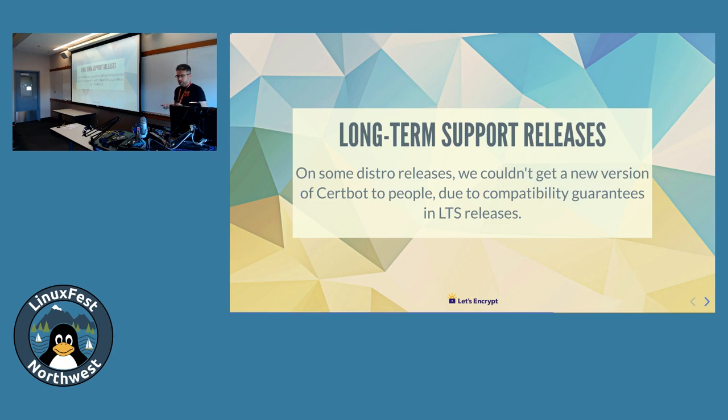So for instance, on Ubuntu 16.04, Xenial, they still had Certbot 0.4, which was from the very early days of Certbot shortly after we launched. That version didn't support HTTP validation. So we knew once we turned off TLS SNI, people on Ubuntu 16.04 Xenial, who installed from the OS packages, would be broken unless they used a different mode, like standalone mode.